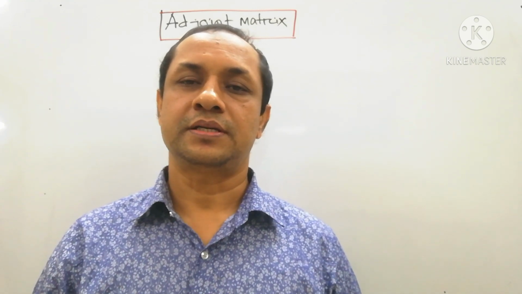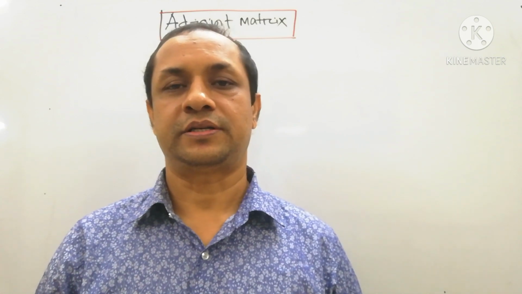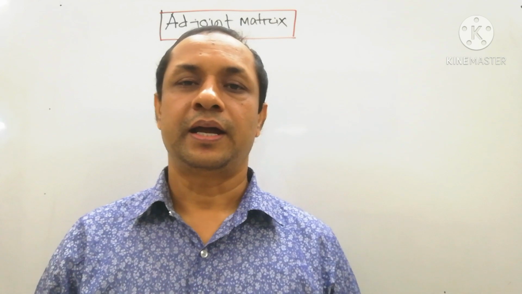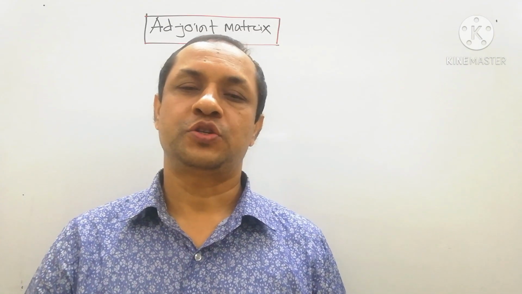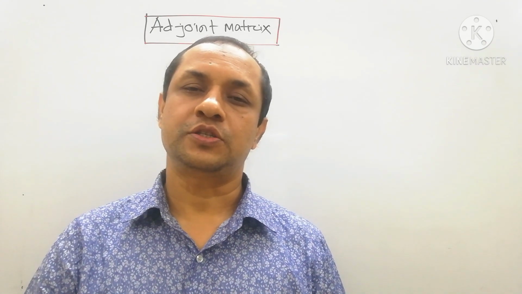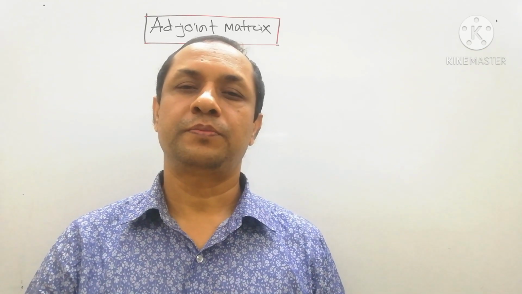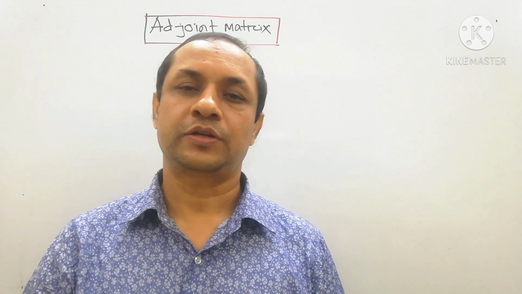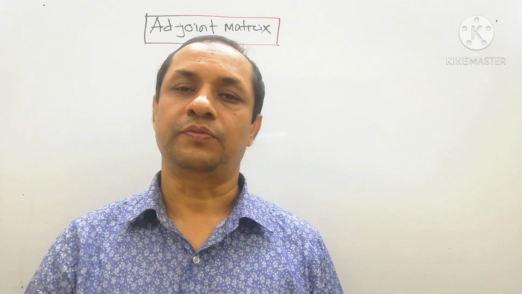Today I will discuss adjoint matrix and inverse matrix. So students, let's go to adjoint matrix. What do you mean by adjoint matrix? An adjoint matrix is a square matrix formed by interchanging rows and columns of a cofactor matrix. It is denoted by adjoint of A.